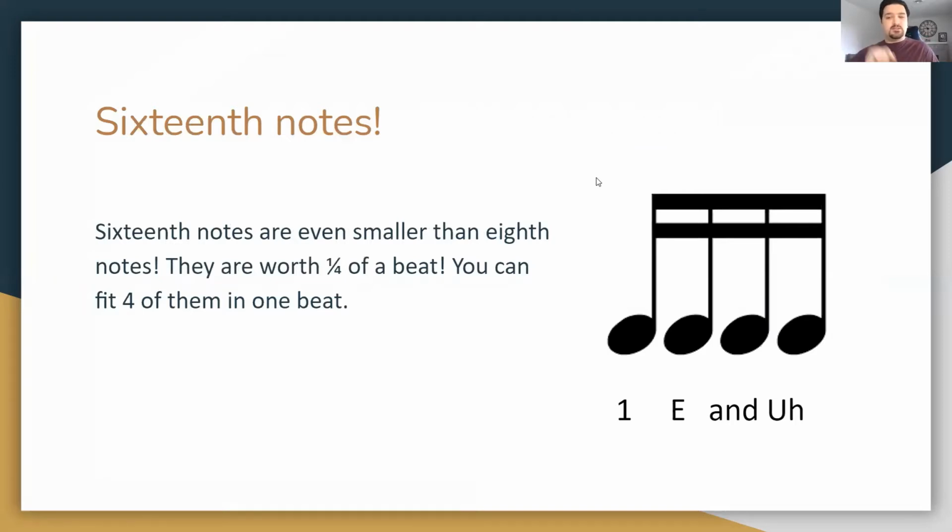16th notes are even smaller than eighth notes. They're worth 1/4 of a beat. So you can fit 4 of them together in one beat. So if we look at the picture, we can see that there are 4 of them. They're all stuck together on the top, and they have 2 lines that are connecting them together. So 1, 2, 3, 4 with the 2 lines makes them 16th notes.